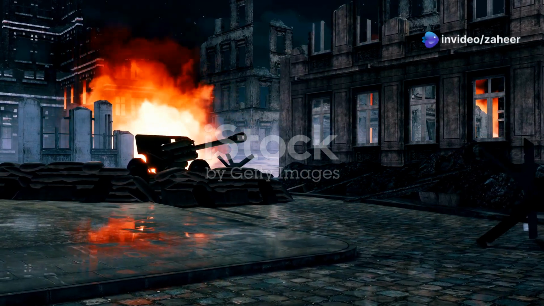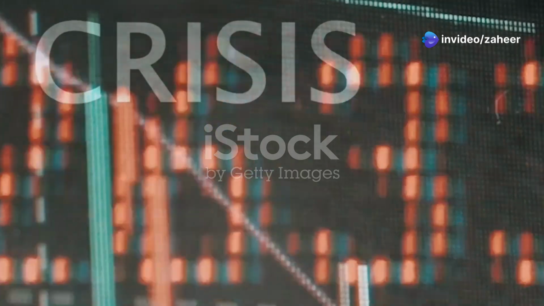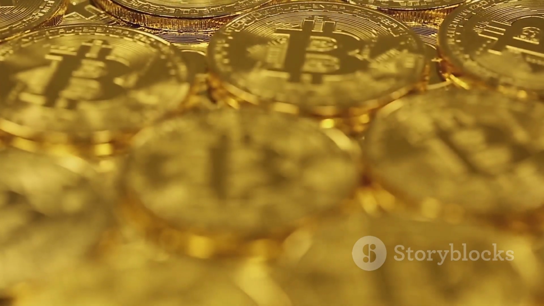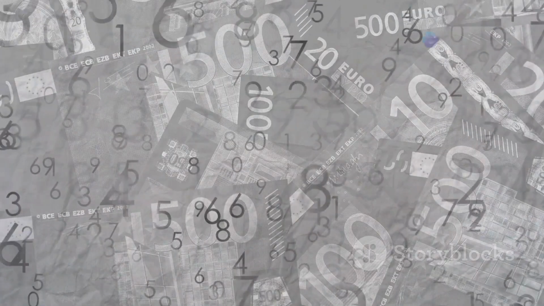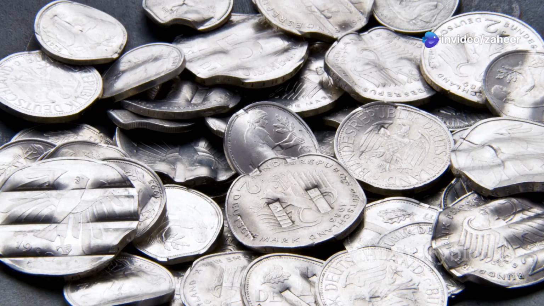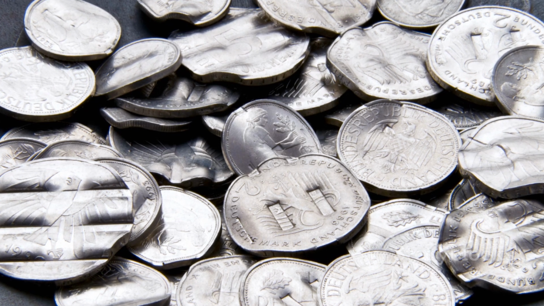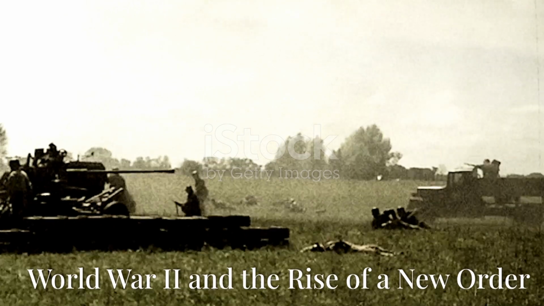Section 3. Between the wars, a time of turmoil. The interwar years were a period of economic turbulence. The gold standard was briefly restored but collapsed again in the 1930s during the Great Depression. Countries experimented with different monetary policies, trying to find a way out of the economic crisis. The experience of hyperinflation in Germany, where the value of the mark plummeted astronomically, highlighted the dangers of unfettered money printing.